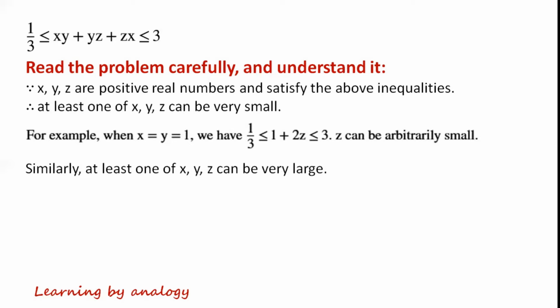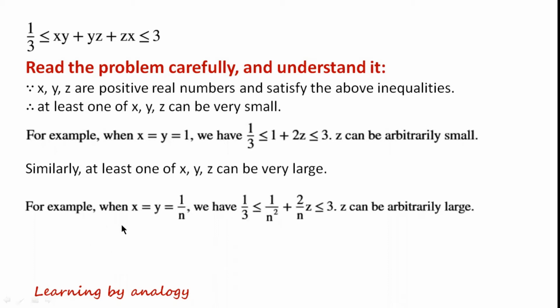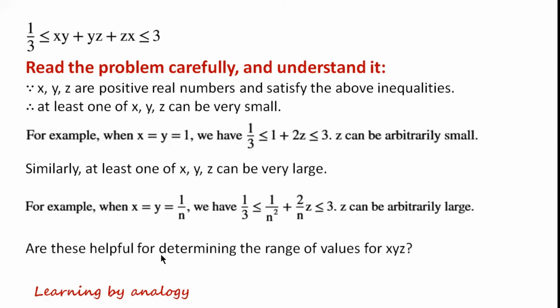Similarly, at least one of x, y, z can be very large. For example, when x = y = 1/n, we have 1/3 ≤ 1/n² + (2/n)z ≤ 3. z can be arbitrarily large. Are these helpful for determining the range of values for xyz?